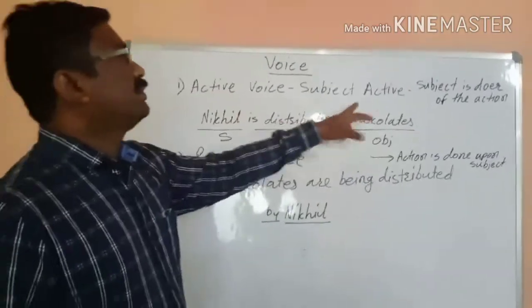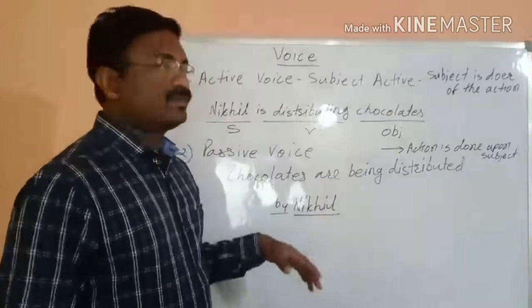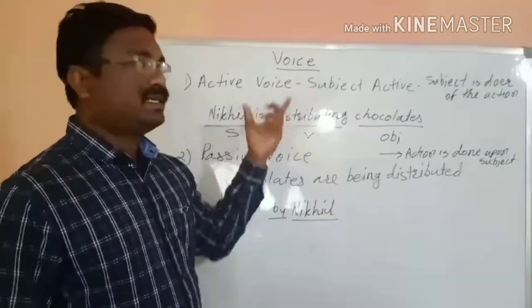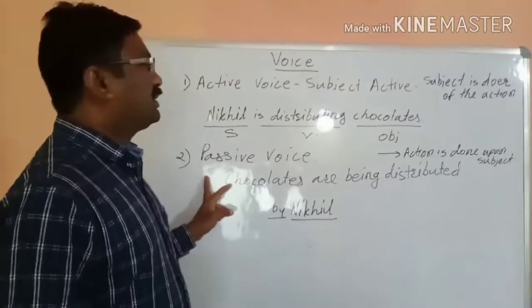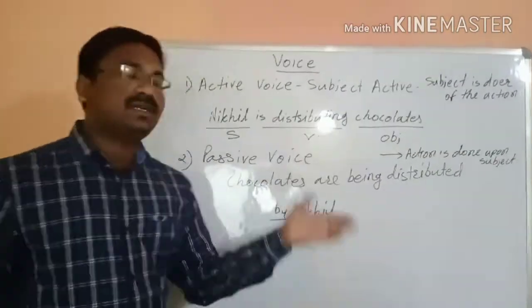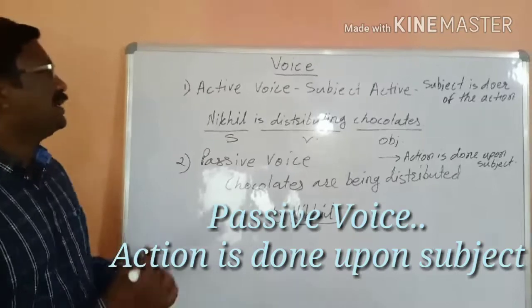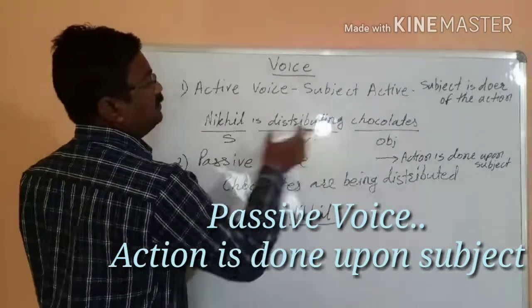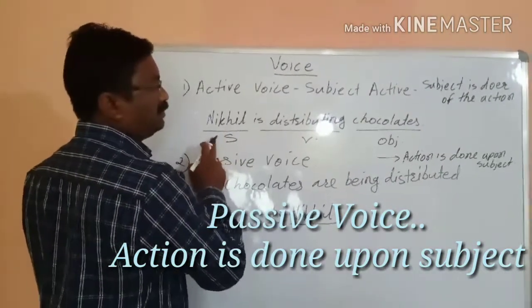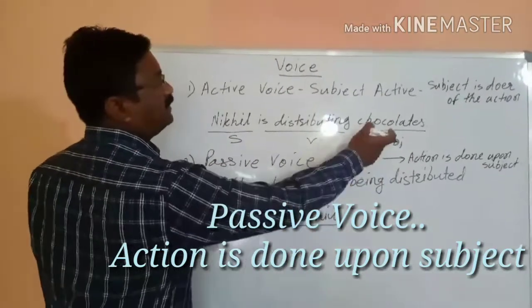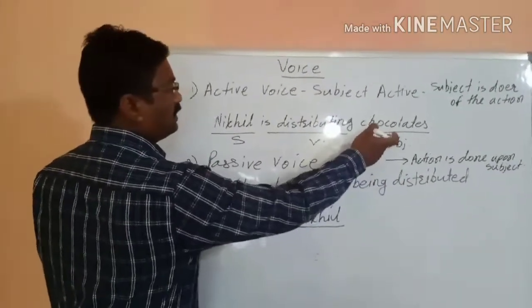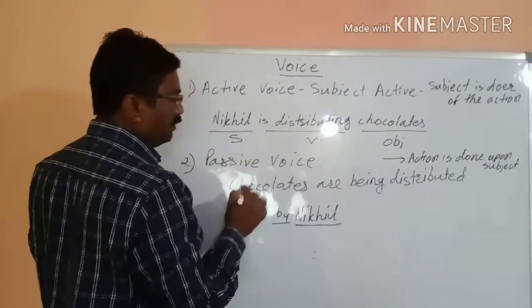So here the subject is the doer of the action. Here the subject is active, doing the action in the sentence. And in passive voice, the action is done upon the subject. The subject in the active voice becomes the object in the passive voice, and the object in the active voice becomes the subject in the passive voice.